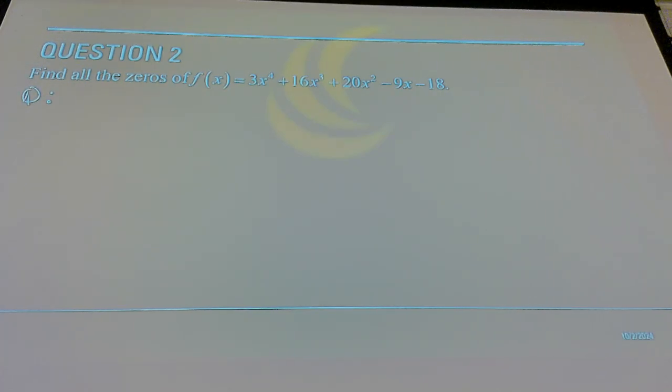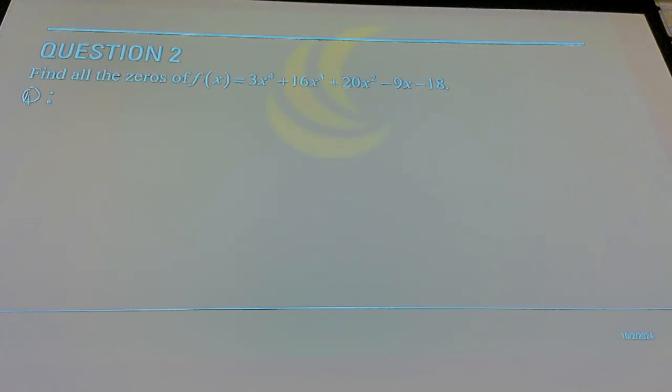So start off with your rational zeros. What is the constant? Factors of 18 are what? 1, 2, 3, 6, 9, 18, and their negatives. What are the factors of the leading coefficient? So what's the leading coefficient? What are its factors? And then their negatives.